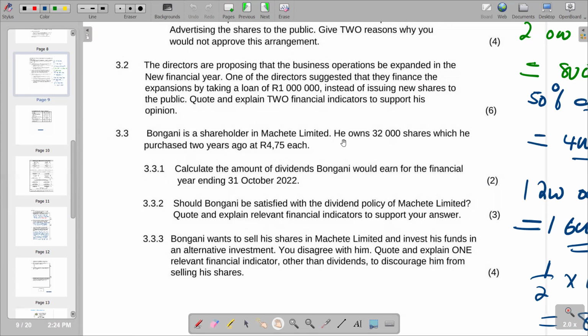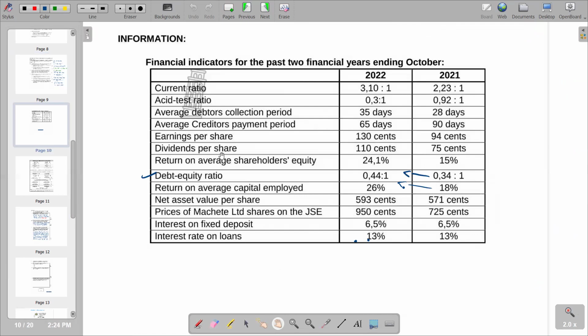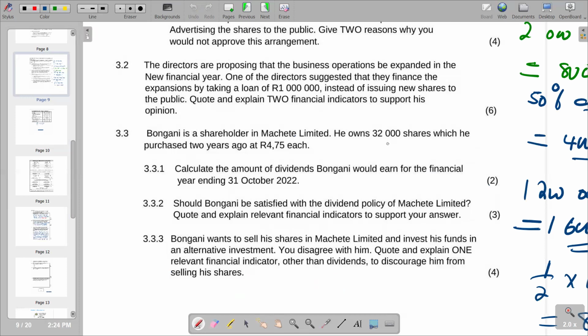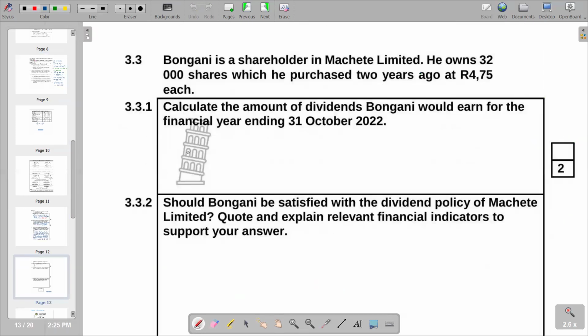Obviously, for dividends, we are going to say number of shares times the value per share. If you go to our financial indicators, we are going to see that the dividends per share is 110 cents in the current period. So this is the one that we're going to calculate with. You say 110 cents times the number of shares, 32,000. Multiply by 32,000 shares, and the answer that you're supposed to get is 35,200.